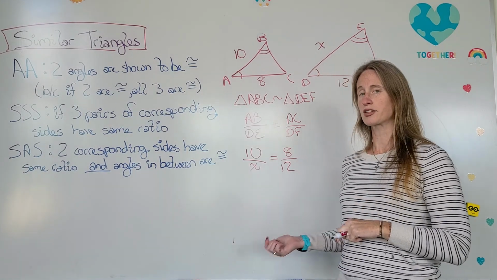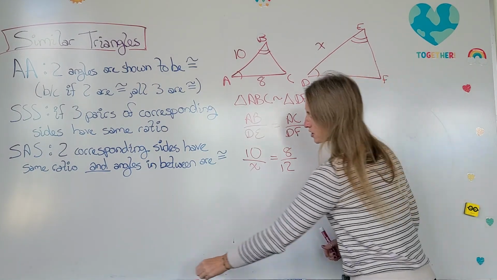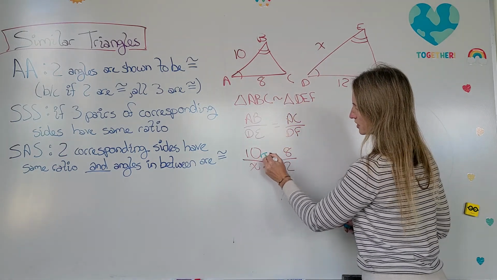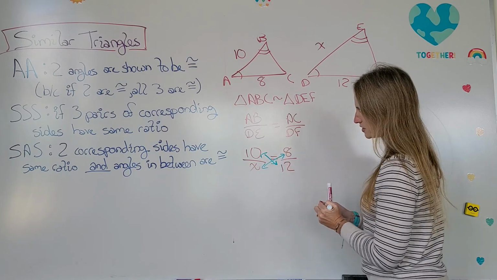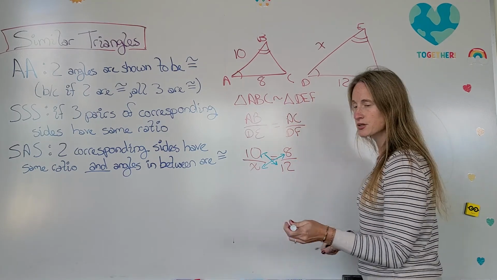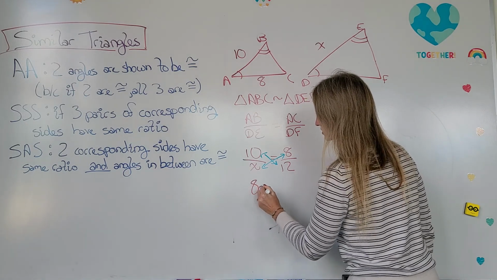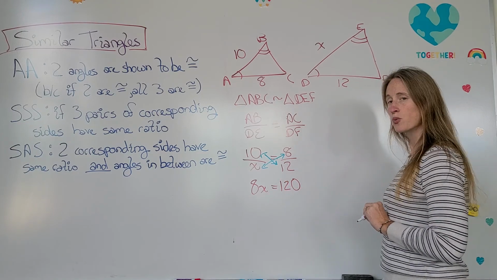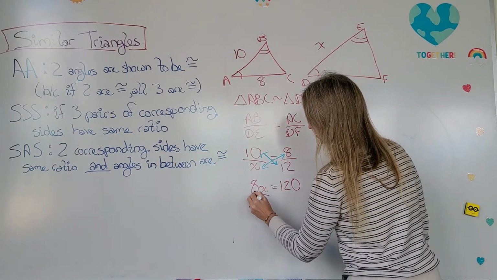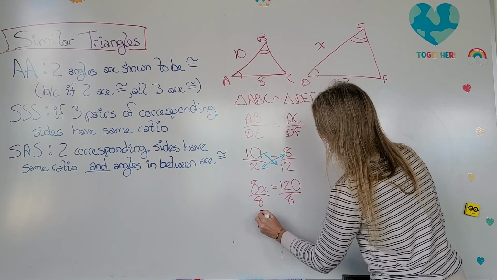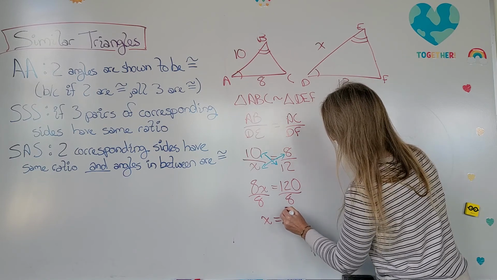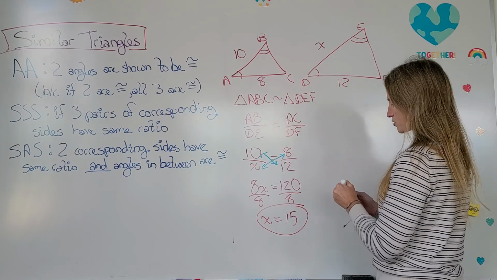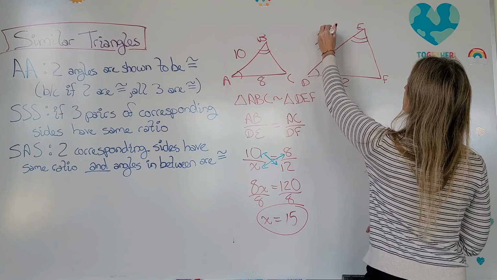Now I just need to solve for that missing side X. So we're going to use cross multiplication. To cross multiply, these dudes are buddies, and these dudes are buddies. So I multiply 8 times X, which is going to give us 8X, 10 times 12, which will give us 120. Divide both sides by 8. X equals 15. So that would be this missing side up here.